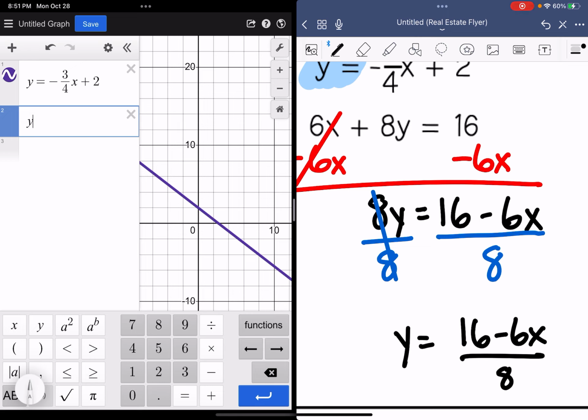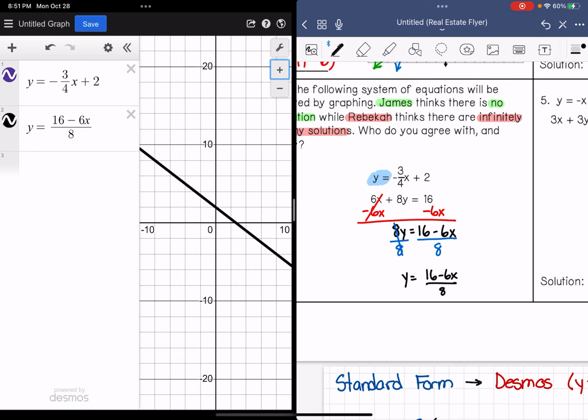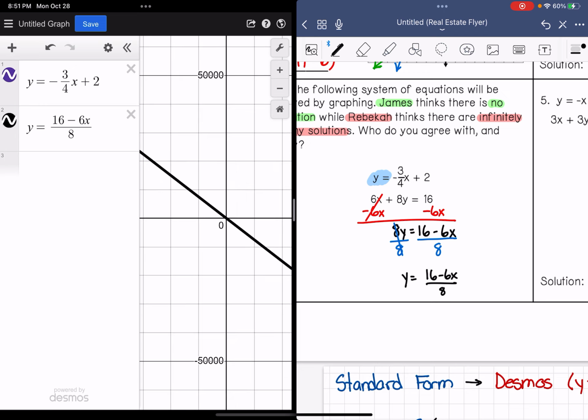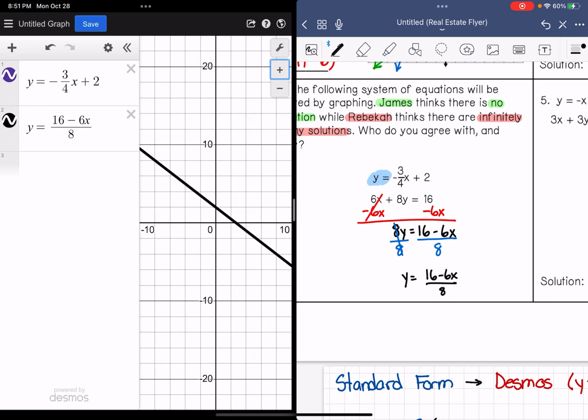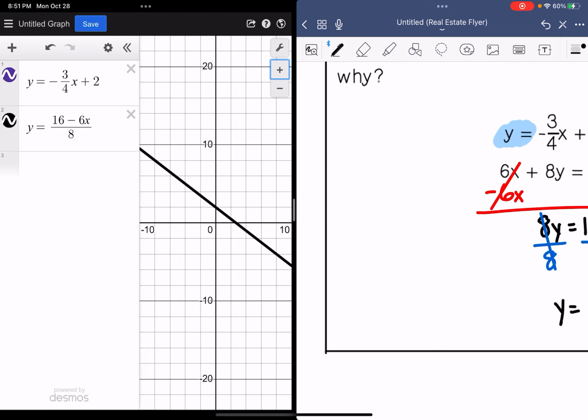So I have y equals (16 minus 6x) over 8. Okay, and if you notice, it looks like there's only one line here. No matter how much I zoom out or zoom in, there is only one line showing. And if you really paid close attention, you'll see that the first line was purple, and when I graphed the second line, it turned black. So both of the lines are there, they are just on top of each other.